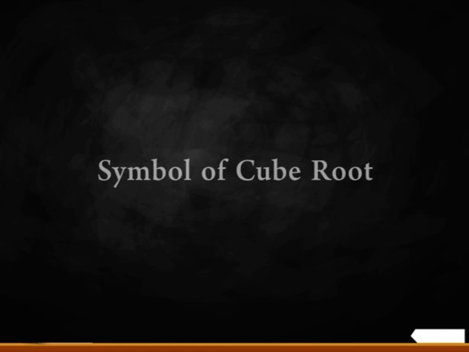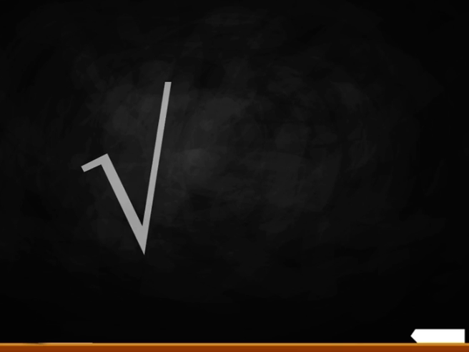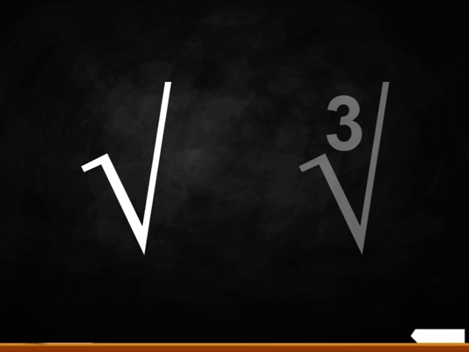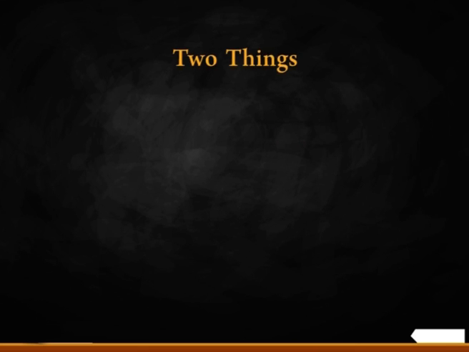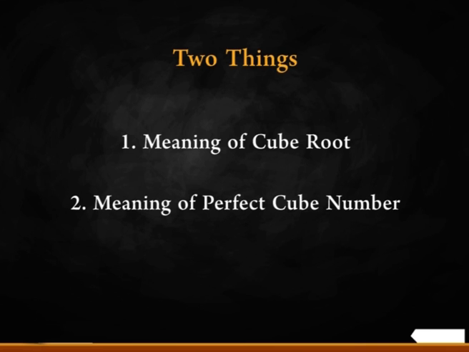But first of all, you all must know the symbol of cube root. This is the symbol of square root and this is the symbol of cube root, just putting a 3 on the symbol of square root. Now you know two things. 1. Meaning of cube root. 2. Meaning of perfect cube number.